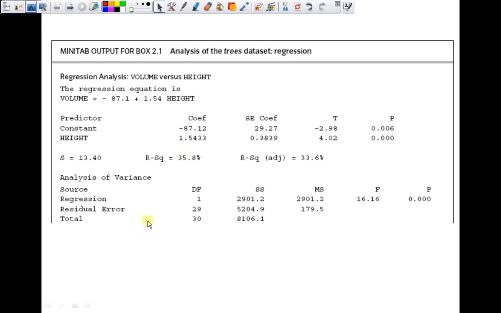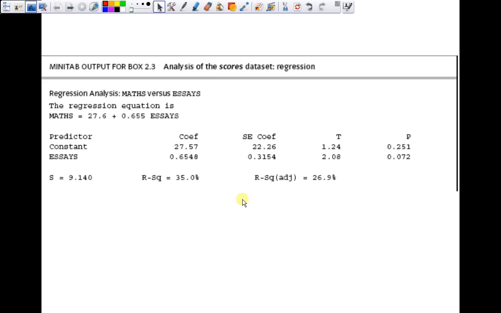Okay, and the rest of these values we don't need. This is analysis of variance. That is ANOVA, which is the one thing in AP statistics that we don't cover. Okay, so we'll look at one more and then that'll be it.